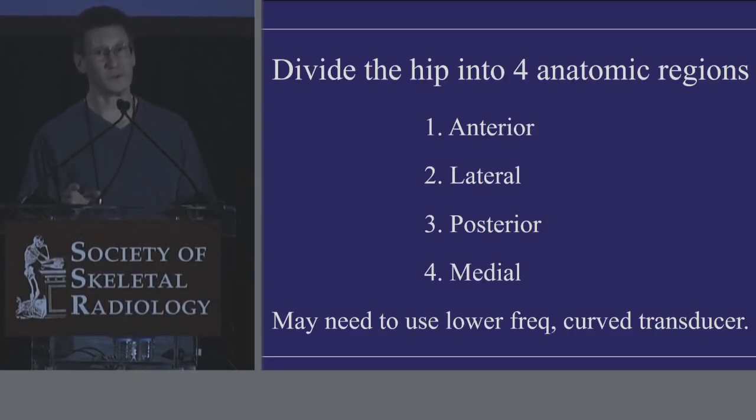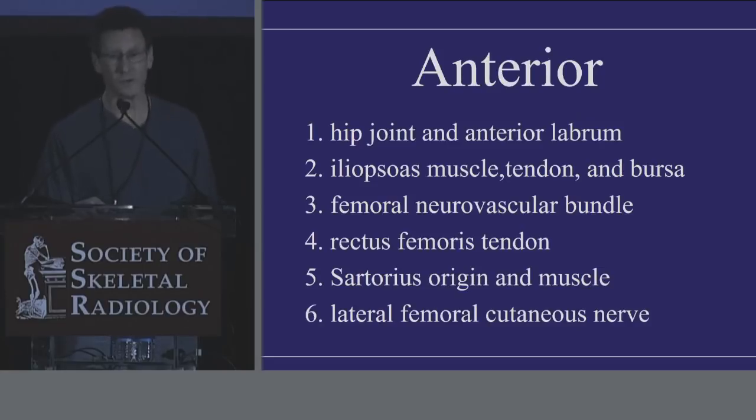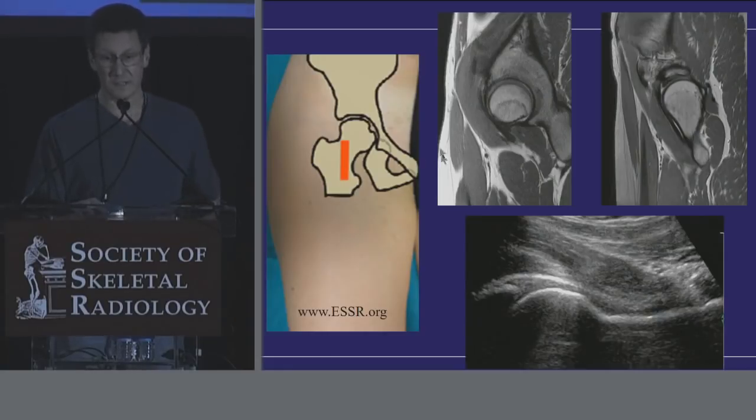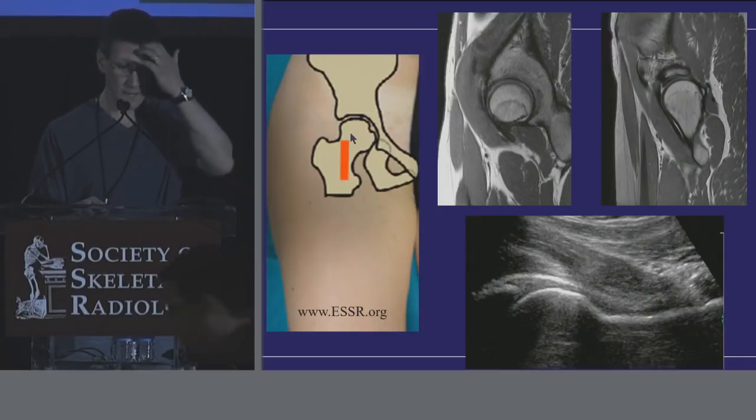For the most part, you can use linear transducers, mid to higher range. But if you have a very large patient, or you're doing a hip injection in a large patient and it's a deep structure, you might have to go to a lower frequency curved transducer. That's rare, but keep that in your back pocket. These are the structures we're going to look at for the anterior aspect of the hip. This is an illustration I've taken from the ESSR website, and I'll be using these throughout my lecture.